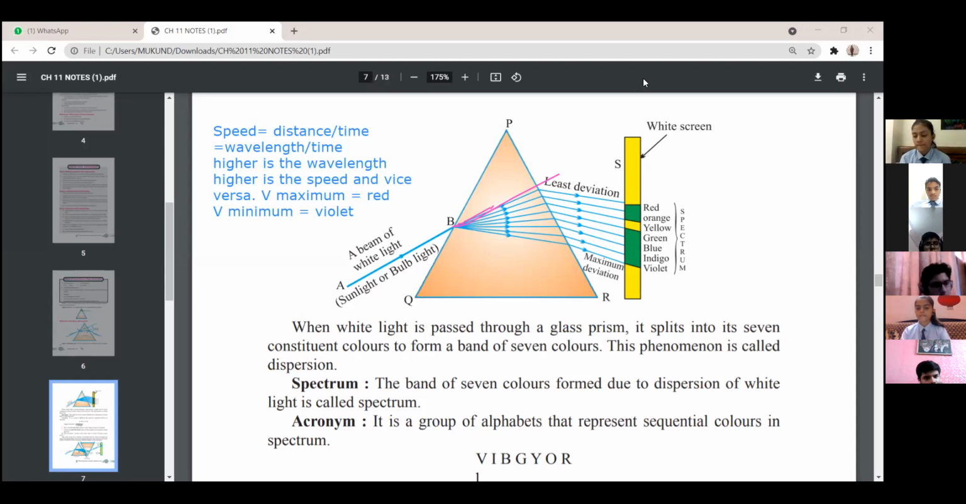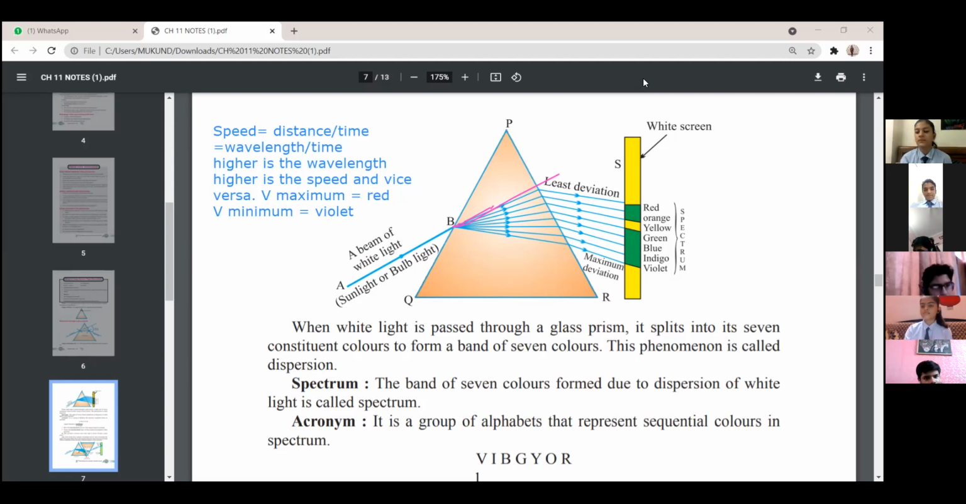Got it? Similarly, because the wavelength of violet color is minimum, the speed of violet color is minimum, and thus it is showing maximum deviation. Therefore, you can see here maximum deviation is for violet color and minimum deviation is for red color. Is it clear to you?